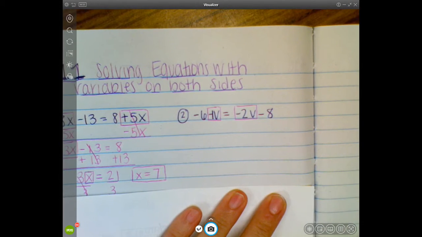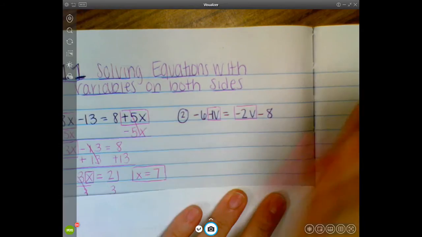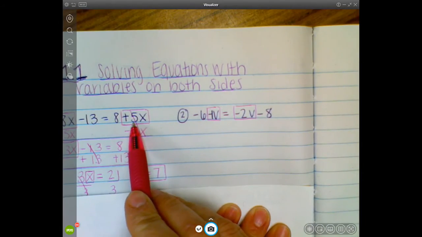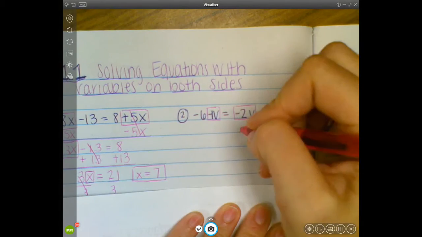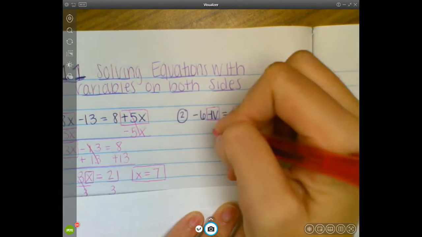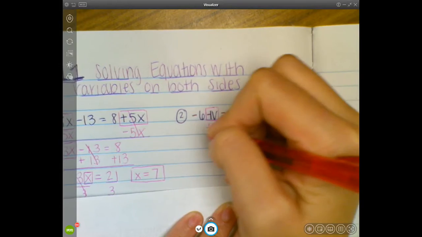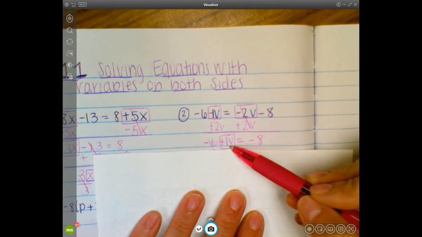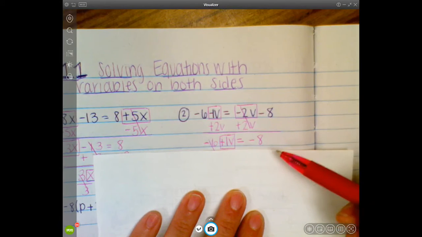I'm going to do the same thing I did before. In order to move this negative 2v, which is now a negative (in the first one, it was a positive 5), we're going to do the opposite, which is add 2v here and add 2v here. I brought down my negative 6, and I'm adding 1v equals negative 8.